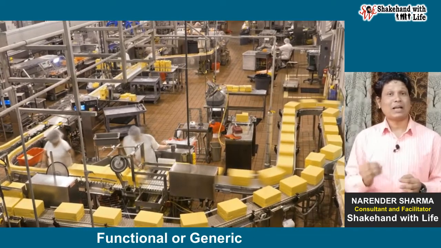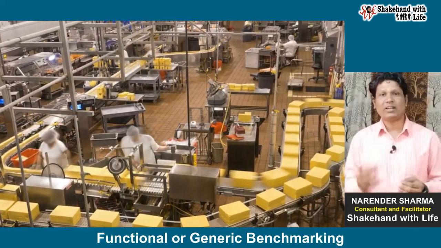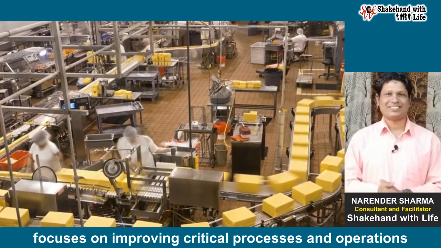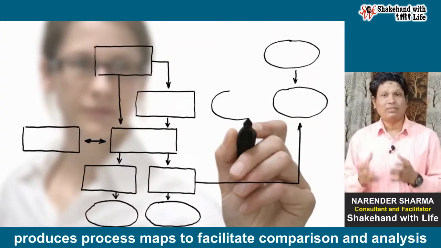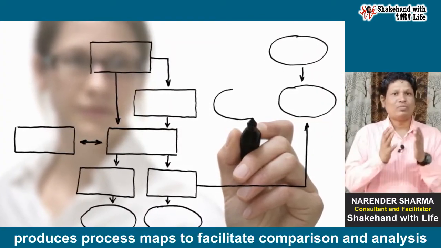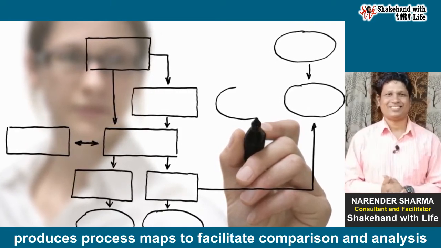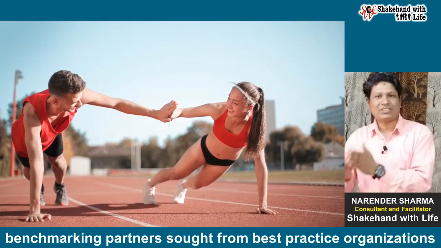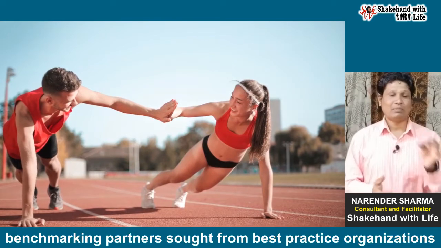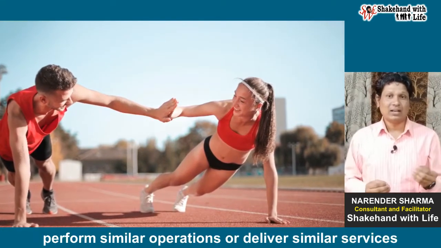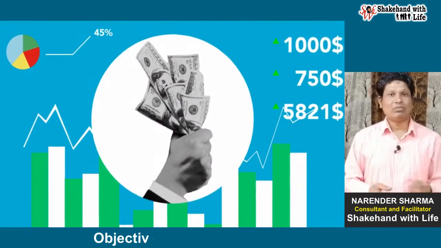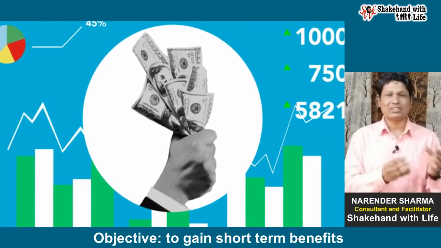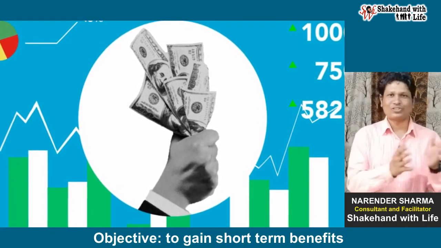Process benchmarking is sometimes known as functional or generic benchmarking. It focuses on improving specific critical processes and operations. Process benchmarking invariably involves producing process maps to facilitate comparison and analysis. In this type of benchmarking, the benchmarking partners are sourced from the best practice organizations that perform similar operations or deliver similar services. The objective of the process benchmarking is to gain short-term benefits or realize quick benefits in a small span of time through process improvement.